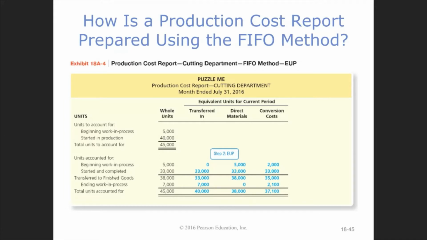So on this next slide, this should also look familiar. So we're performing our EUP, and it's telling us that we transferred in, we have direct materials, and we have conversion costs. And so our transferred in, we have 7,000 that we had in our ending work in process. We had nothing for direct materials, and we had 2,100 ending work in process for our conversion cost. And we went through how to calculate all of that.